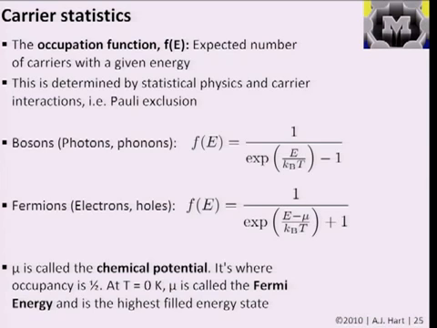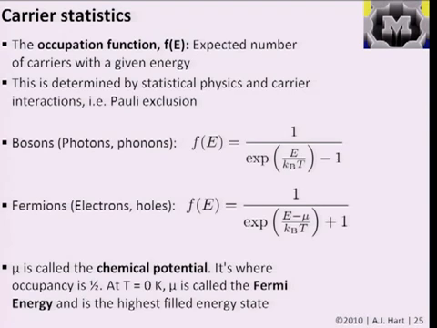And this function depends on the kind of particle we're looking at. So for an electron or a hole, for example, the important thing is that they can't both occupy the same state. You can't have more than one. It's called the Pauli exclusion principle. Whereas for things like photons and phonons, you can have lots of them in the same state. And so that gives you these two different forms for occupation functions. This would be for photons and phonons, and this would be for electrons and holes and other things as well.